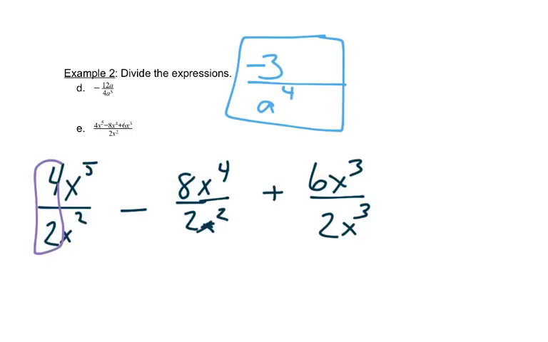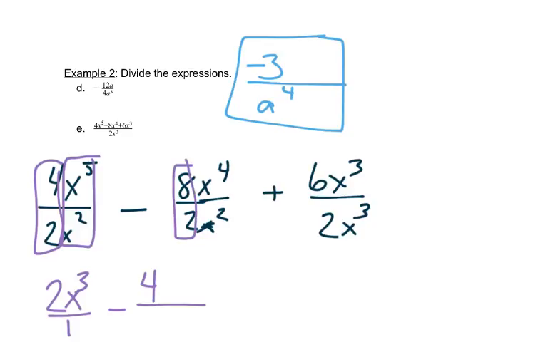So here we do 4 divided by 2 is 2. Here we have 5 x's on the top and 2 on the bottom. So 2 would cancel out. That leaves me 3 x's, and there's more on the top, so the x's would be on the top. Keep the minus sign here. 8 divided by 2 is 4. We would have 4 x's on the top and 2 on the bottom. Cancel out 2 of them. That leaves me with an x squared on the top.